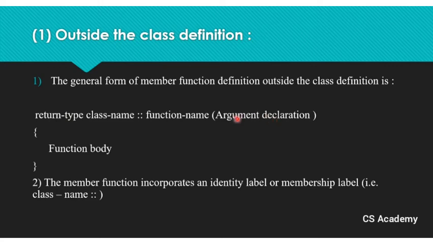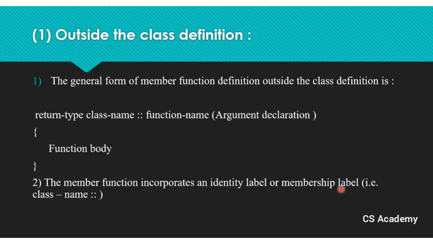So here is the argument declaration. Okay, so inside that there is a function body. If you have any task, any code, write it down here. Okay, so this is a prototype or this is a syntax to define a member function outside the class definition. So the member function incorporates an identity label or the membership label.